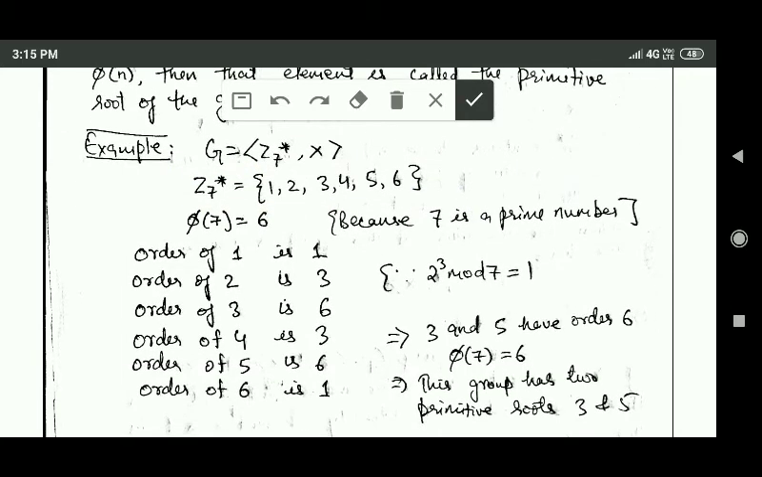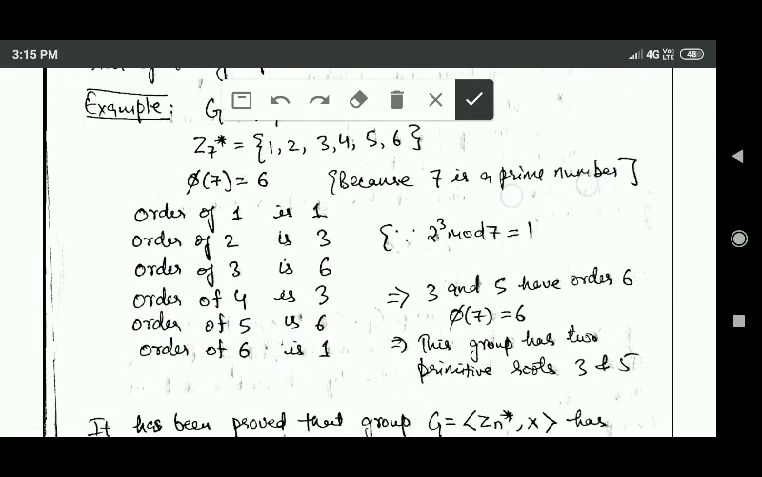Now see, the order of 1 in this group is 1, the order of 2 in this group is 3, but the order of element 3 in this group is 6, the order of element 4 is 3, the order of element 5 is 6, and the order of element 6 is 2. So the order of elements 3 and 5 is 6. And what is 6? 6 is equal to phi(7). So the order of elements 3 and 5 is phi(7), that is 6. So this group has two primitive roots, that is 3 and 5.